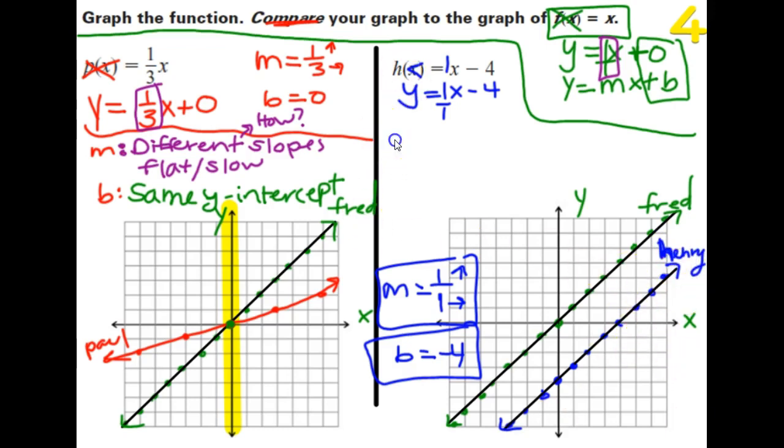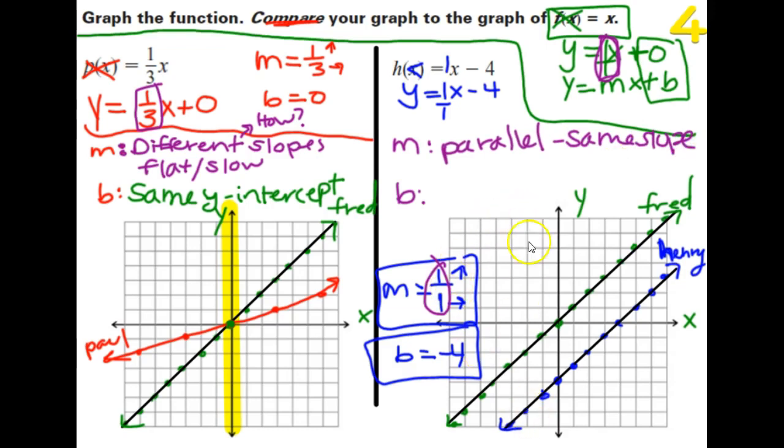So if we're comparing these two, compare m and compare b. Our slopes, our m, they are the same. You can look here, 1 over 1, 1 over 1, or look at the graphs, they're parallel. Parallel, or you can write same slope.